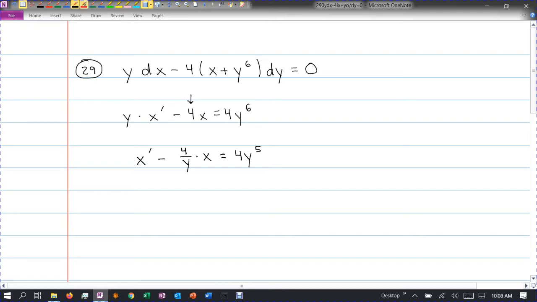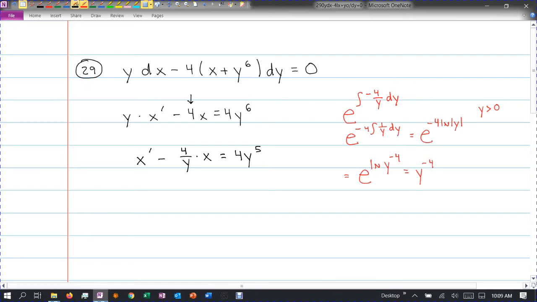Okay, now integrating factor. e to the integral of -4 over y dy, which is going to be e to the -4 integral 1 over y dy, which is equal to e to the -4 natural log of the absolute value of y. We're going to go ahead and make y greater than 0 here. And that should turn out to just be e to the natural log of y to the -4, which is just y to the -4. All right, we're going to multiply both sides by that.